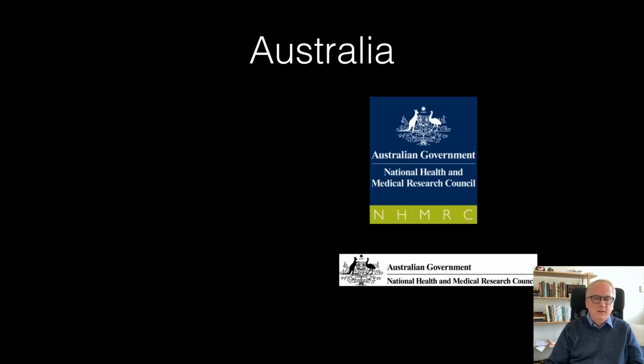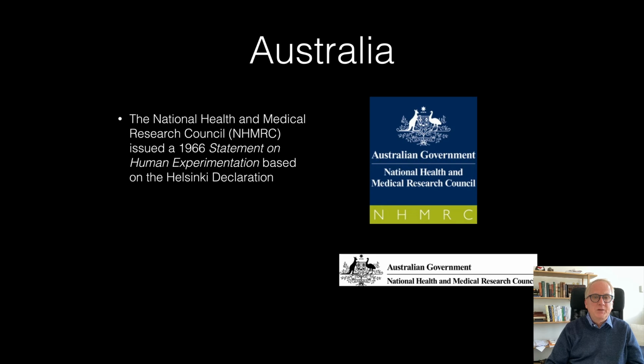Then you see that different medical bodies around the world started to adopt those guidelines and codify them for their own government. And here in Australia, the National Health and Medical Research Council, which is our main agency in the government that oversees our research for health and medical research, the NHMRC issued a 1966 statement on human experimentation that was based on the Helsinki Declaration. So that's when we first get codification here of a set of rules that now have to be adopted by researchers who are doing medical and health research in Australia.